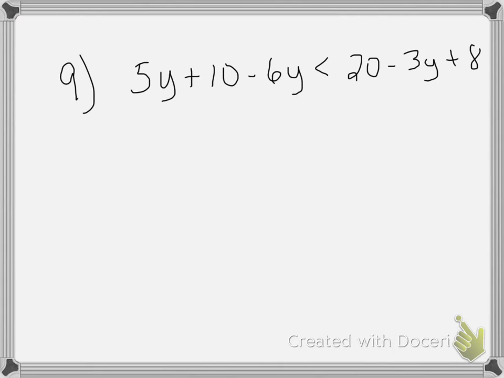All right, this is question number 9 on the Unit 1 review. This time I don't have an equation, I have an inequality. If you notice the difference in what I said, an equation has an equal sign, and here we don't have an equal sign. We have an inequality, which is a less than, greater than, or less than or equal to, or greater than or equal to.